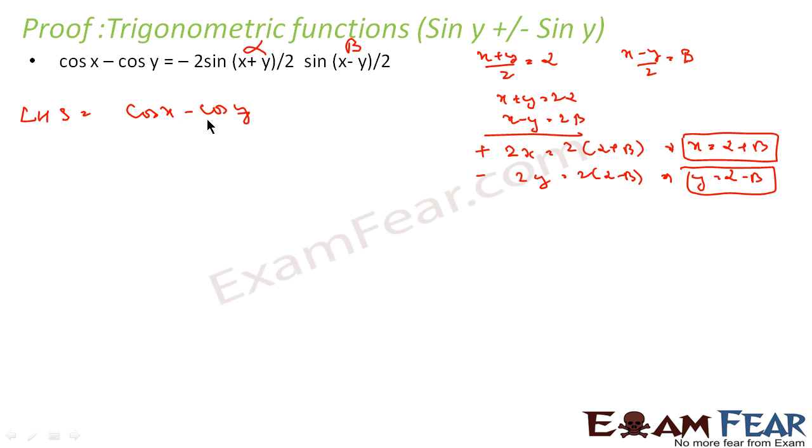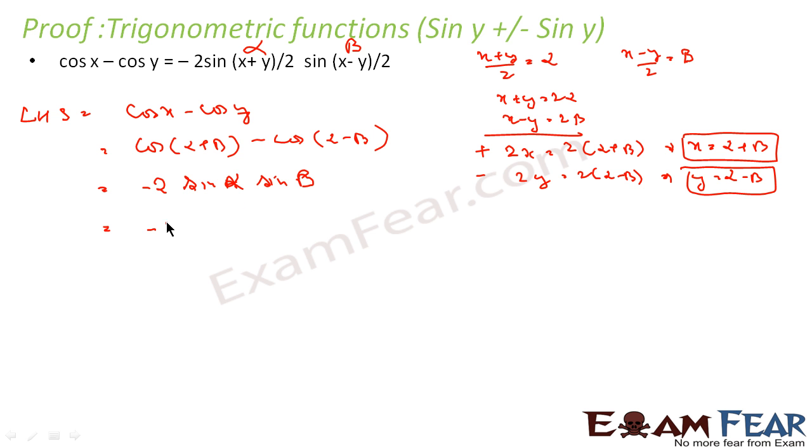So here we'll say x is equal to alpha plus beta, so cos of (alpha plus beta) minus cos of (alpha minus beta). So we know that cos (A plus B) minus cos (A minus B) is nothing but minus 2 sin alpha sin beta. We have seen this in the last video that cos of (A plus B) minus cos of (A minus B) is equal to minus 2 sin A sin B.